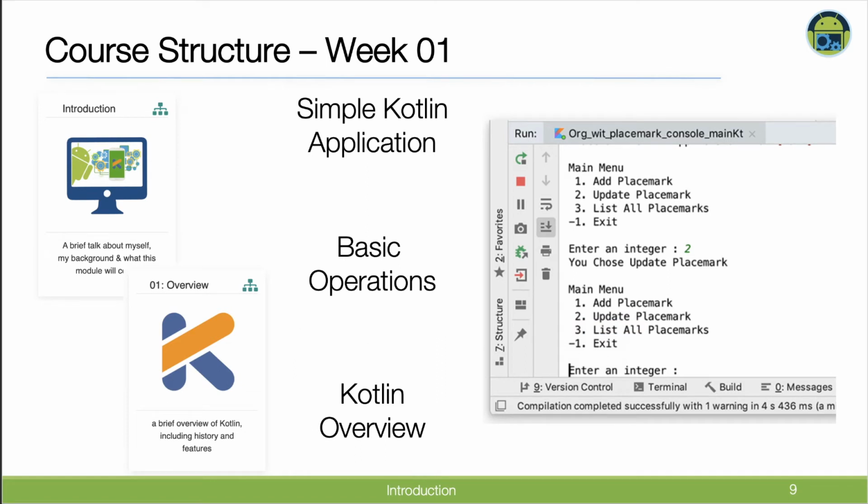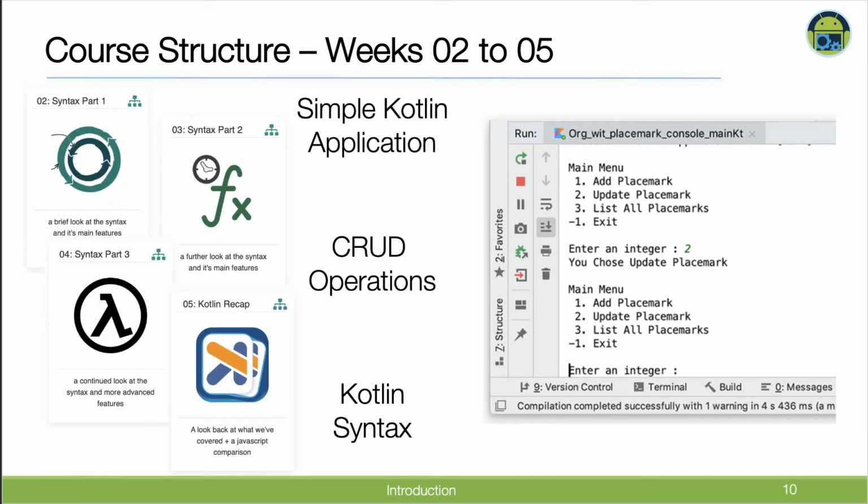All right. In weeks 2 to 5, we'll try and improve on that application. We'll bring in our CRUD operations, right? And we'll look at more detail with the Kotlin syntax. So when we ask the user to, for argument's sake, add a placemark, right? Or list all placemarks, we will prompt the user to say, please enter a title, please enter a description. We'll store that possibly in a list, working with data structures there behind the scenes. We'll then probably navigate through that list and iterate through that list to display all the placemarks back to the user. Okay. And that's, as I said, that's our weeks 2 to 5.